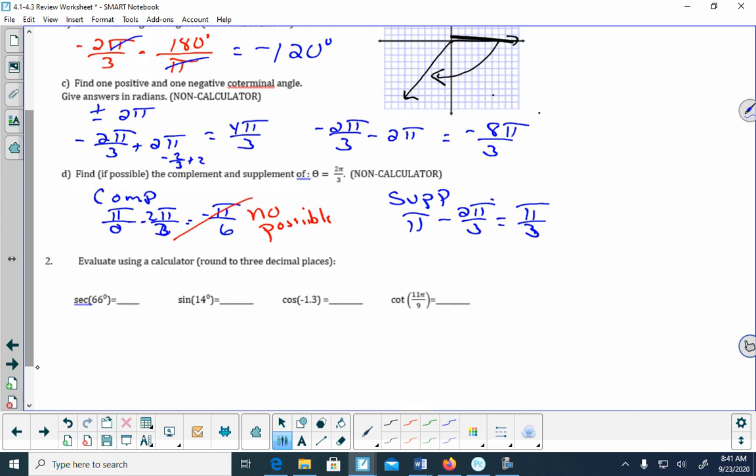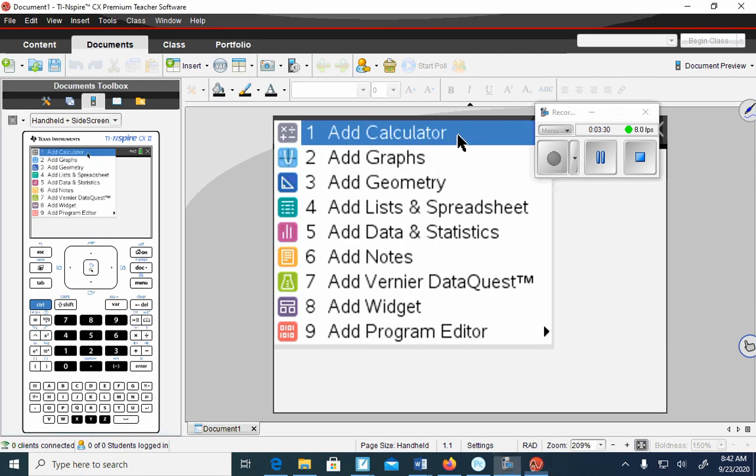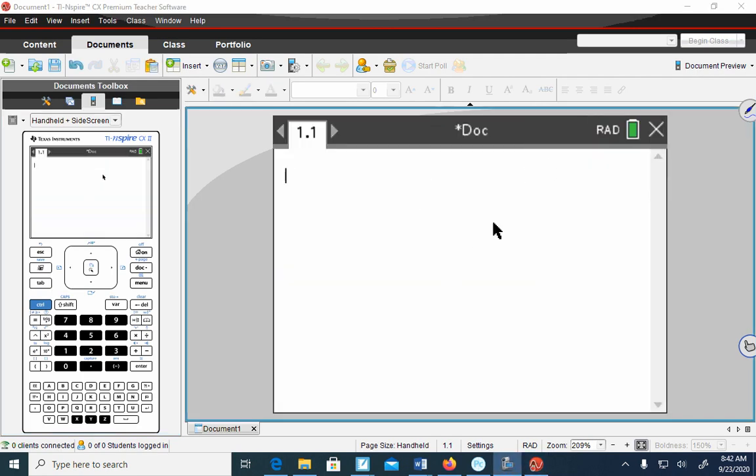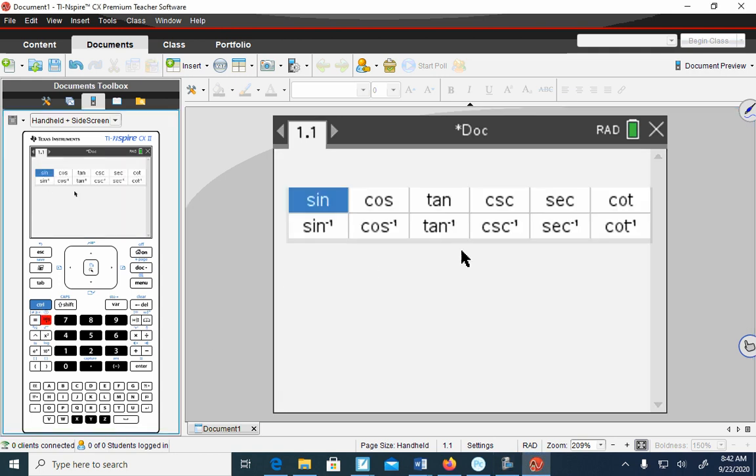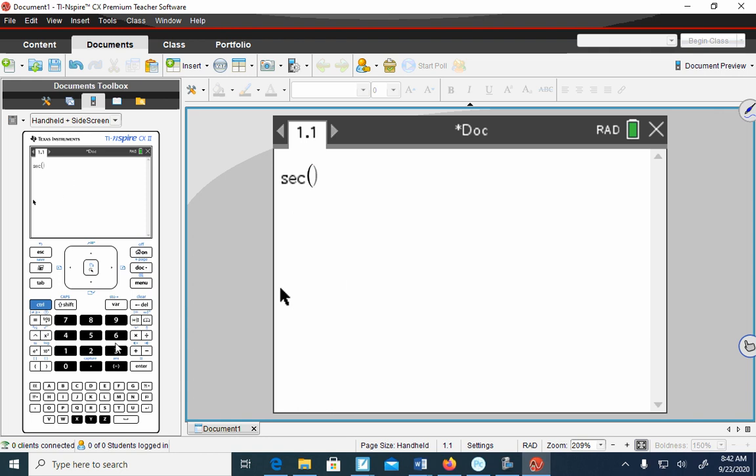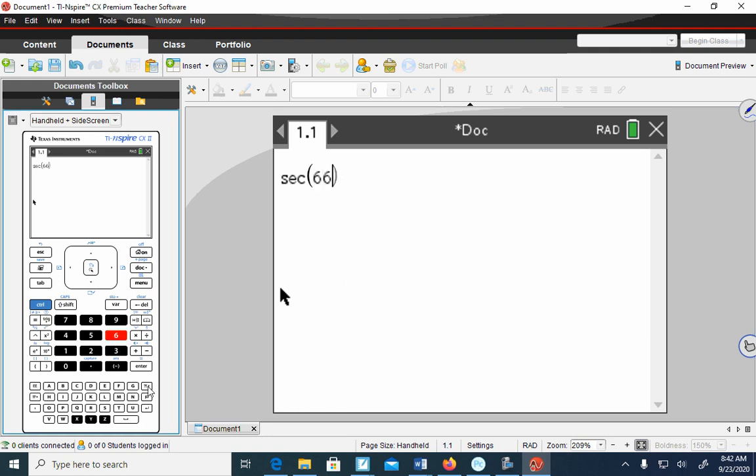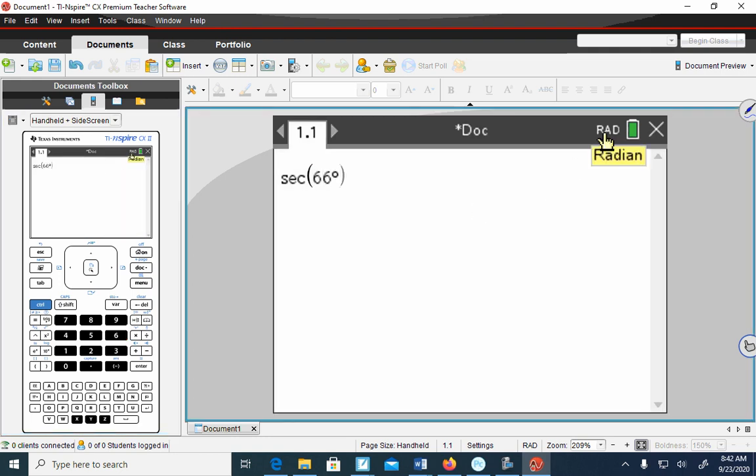Evaluate using a calculator, round to 3 decimal places. So I'm just doing this on my calculator. I added a calculating page, and I'm going to do the secant. I'm going to hit trig, secant of 66, and then I have to remember to hit degrees. Right now, a quick check: your calculator should be in radians. When I put this degree symbol in, it tells me to use degrees, and I get 2.54.